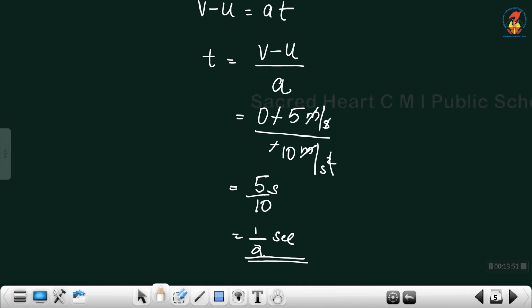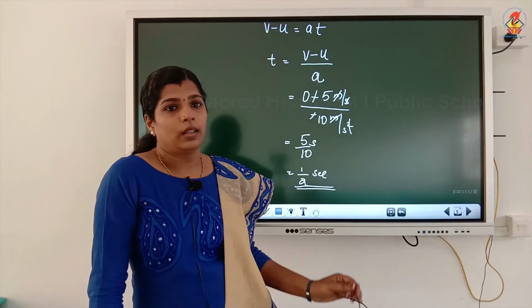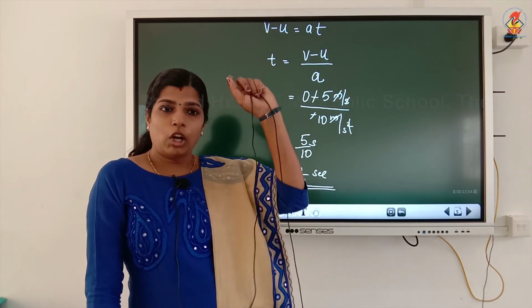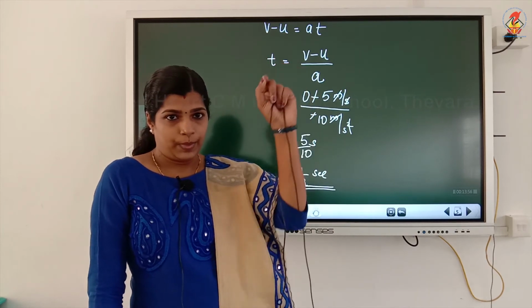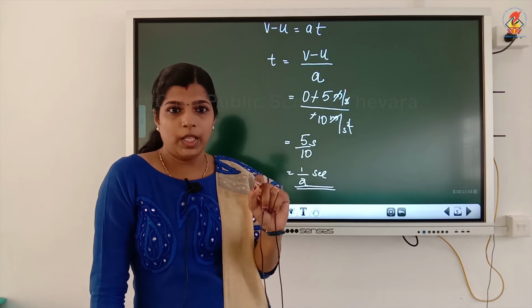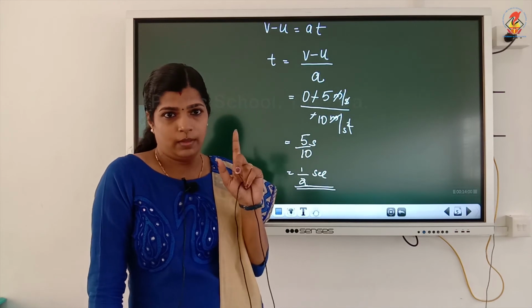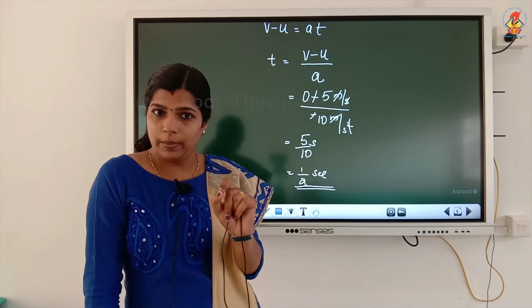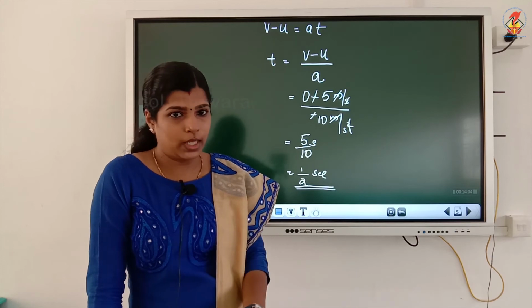So how did we do this problem? Here an object is thrown upwards. Initial velocity will be the value given in the question.